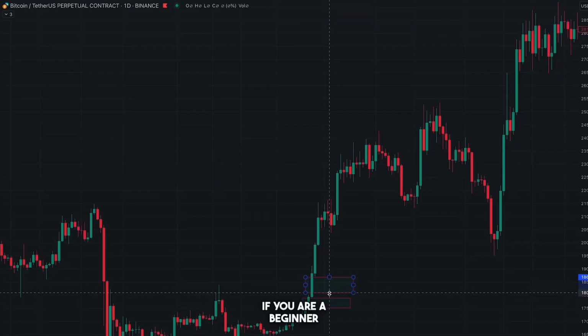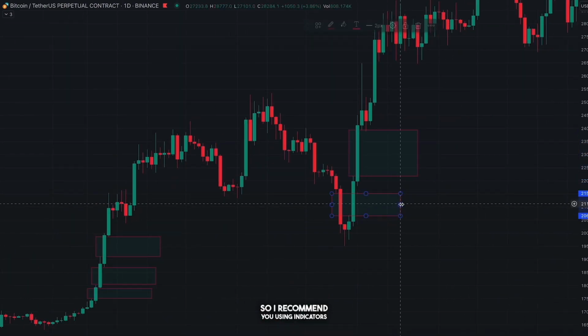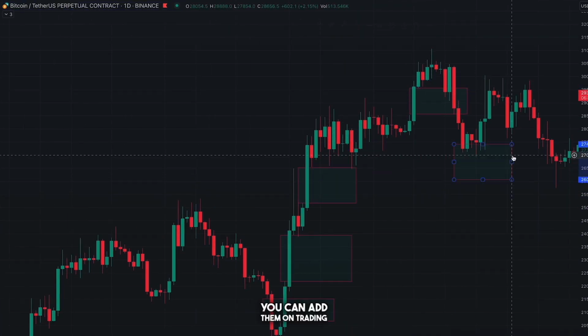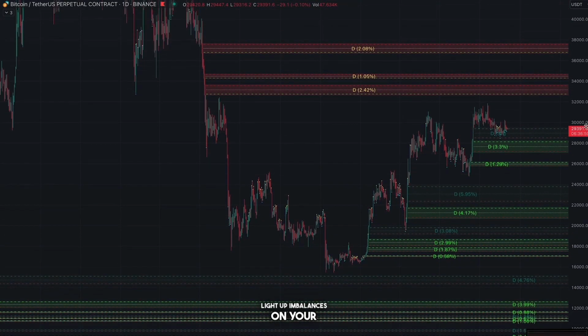If you're a beginner, it might be difficult to find imbalances on the chart, so I recommend using indicators to train your eye. You can add them on TradingView. It will automatically light up imbalances on your chart.